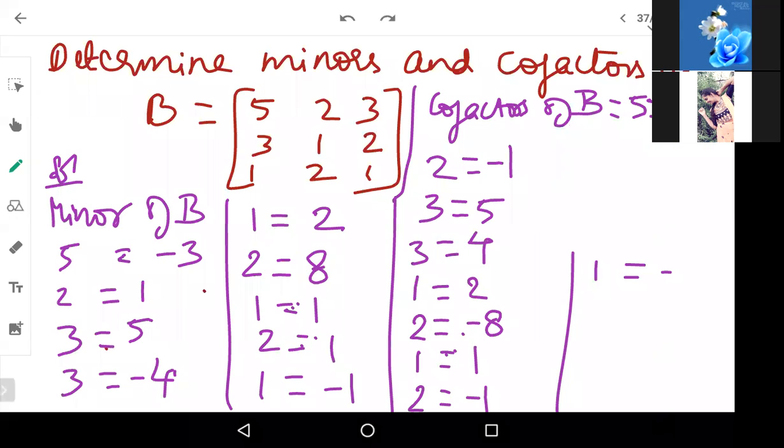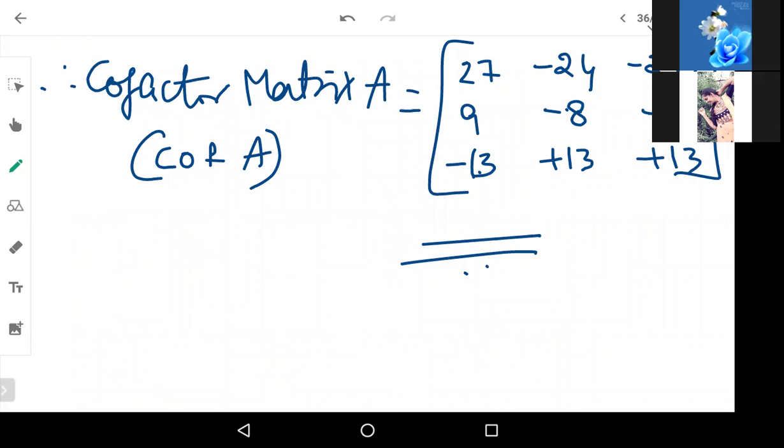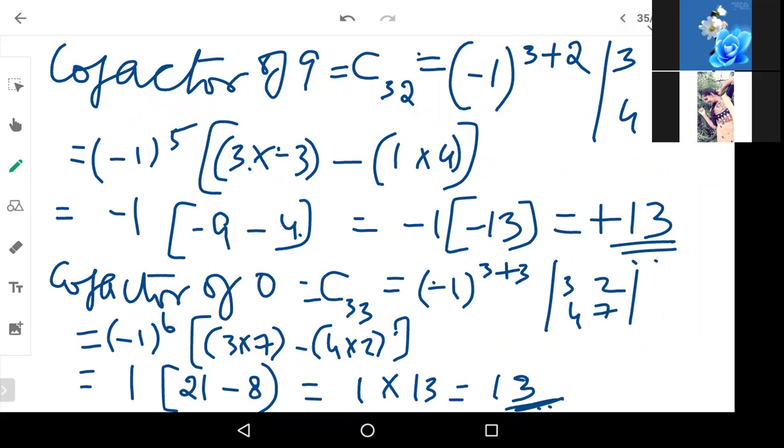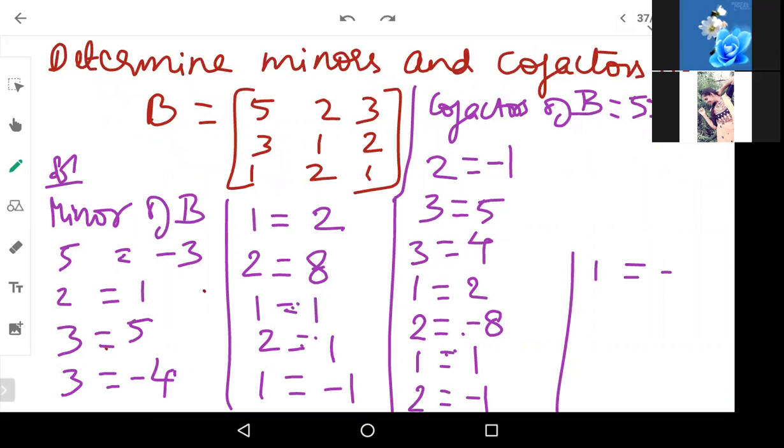So the next question is a homework question. You have to determine minor as well as cofactor of this matrix. It means separately you have to find the minors first, and then separately cofactors, like how we did now. This will be the cofactor. But minor, I hope you remember how we solved the minor. So separately first solve the minor, and then separately solve the cofactor. Will you do it?